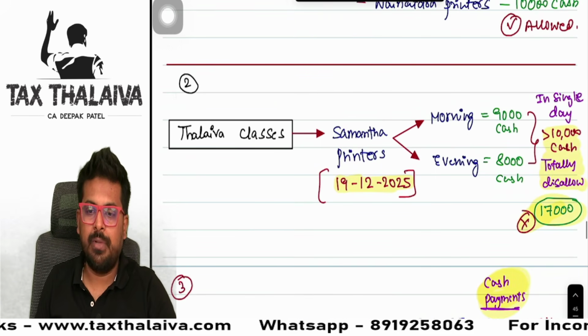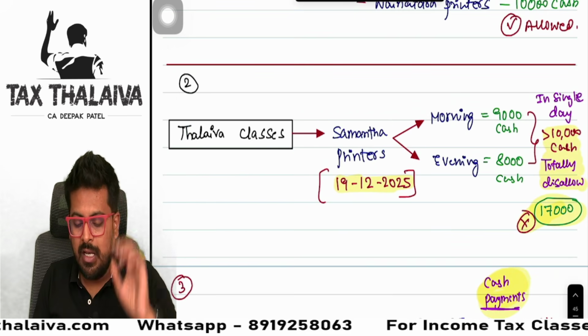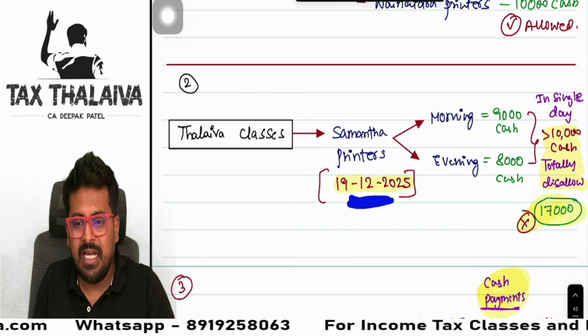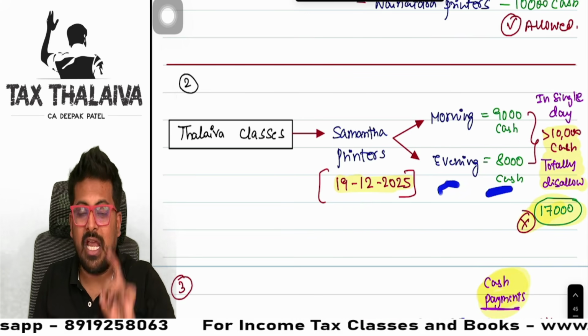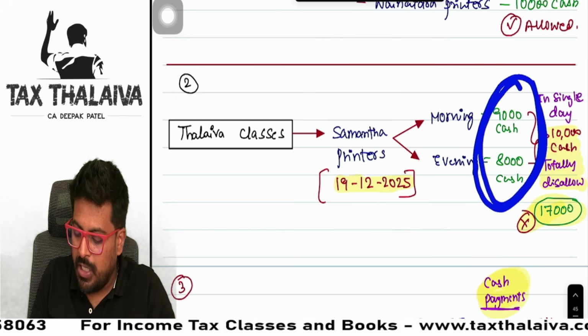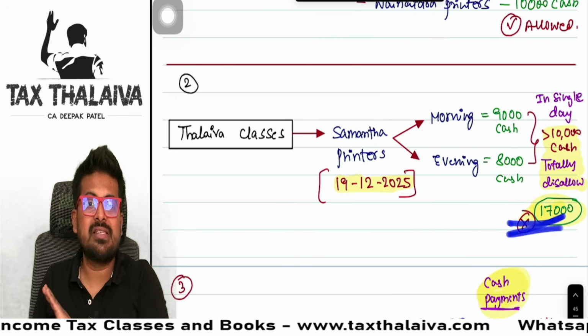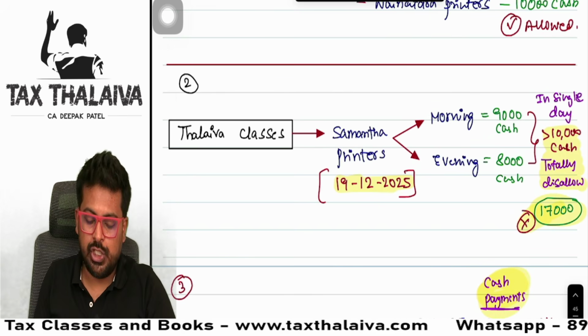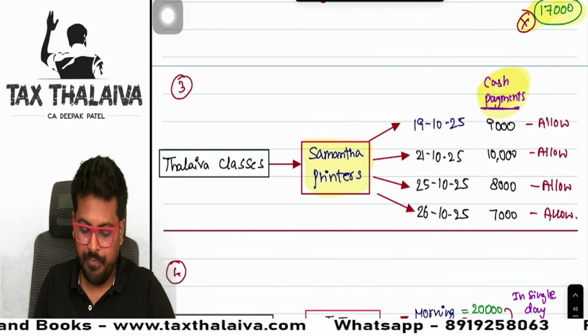Next example. Thalaiva Classes made payment to one single vendor, Samantha Printers, on a single day, 19th December: morning 9,000 cash, evening 8,000 cash. Now, mind you, to a single person in a single day, you made payment of more than 10,000 in cash. Total 17,000 is disallowed, not allowed as business expenditure for Thalaiva Classes. One more example.